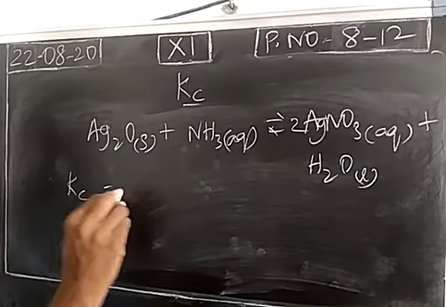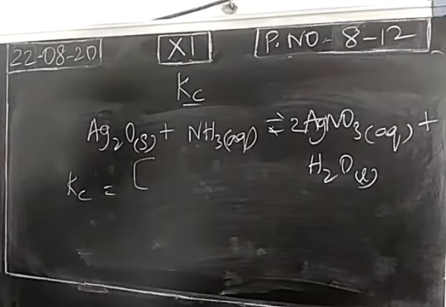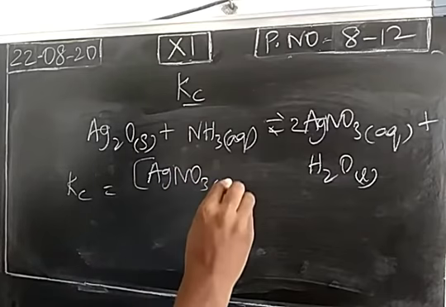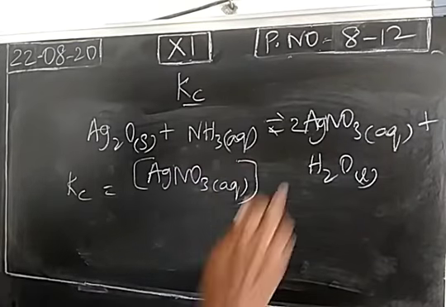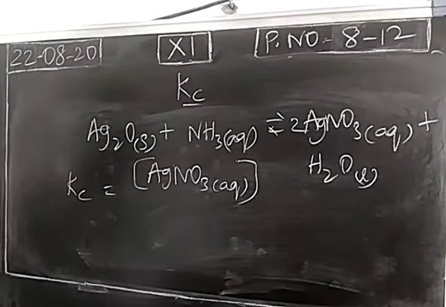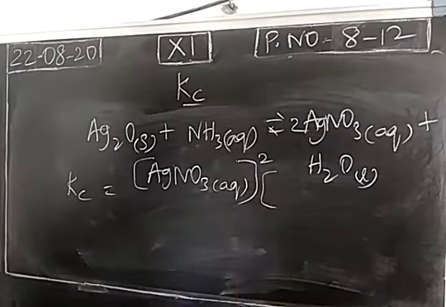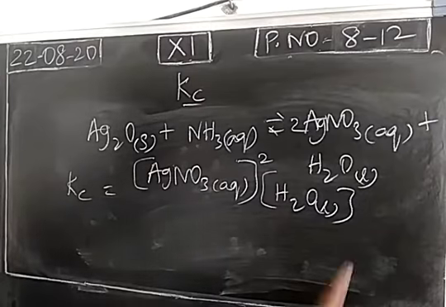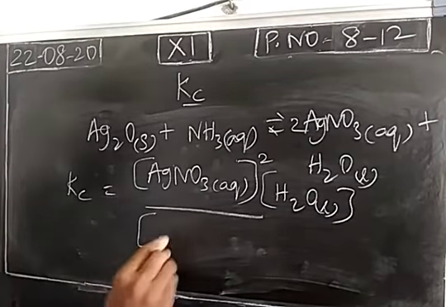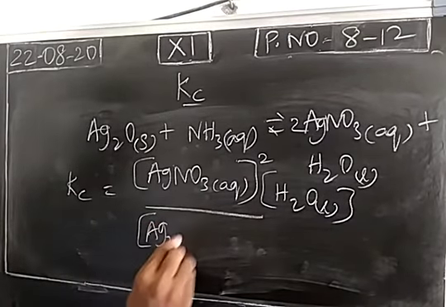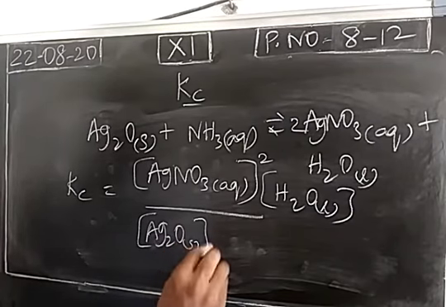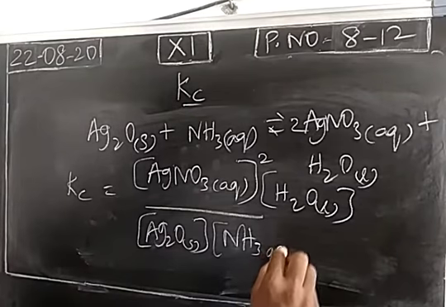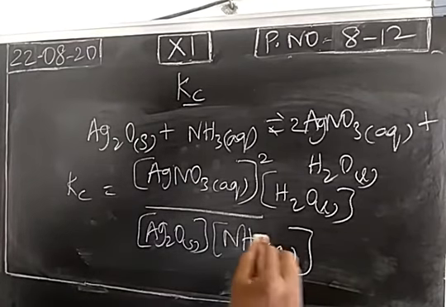We write the equilibrium constant Kc. In the numerator we will mention the concentration of the products, silver nitrate aqueous solution, 2 moles or 2 molecules of silver nitrate, so exponential power 2. One more product is water in liquid state, coefficient 1. Next, in the denominator the concentration of reactants, silver oxide, a solid substance, and ammonia gas dissolved in water, so aqueous solution of ammonia.